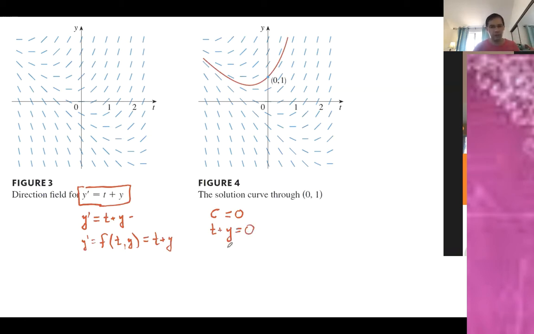So in other words, y equals negative t. Okay, how does this line y equals negative t look? This line is going to look like this. This is a straight line. Okay, so this we can call an isocline. This is the line. And then what we do, if you take any point on this line, for example, this one, then you can draw this line element like this. And you can take this point, you can draw this element like this. At this point, the slope is going to be zero.